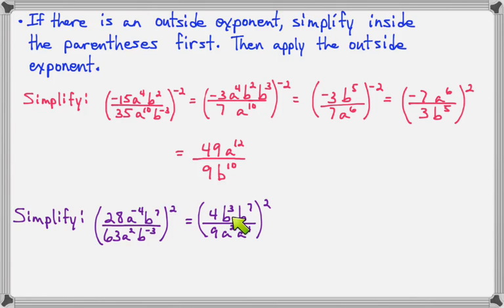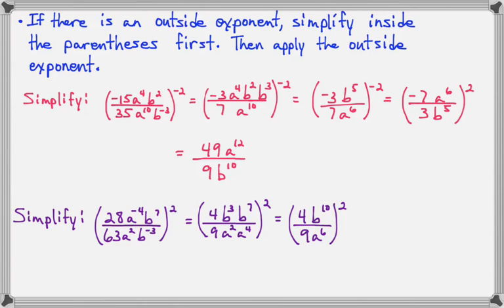Now, b to the third times b to the seventh will make b to the 10th, and a to the second times a to the fourth will make a to the 6th. And it's all still to the second power. Now, since this exponent is positive, there's no need to flip this fraction over. We only did that here because the exponent was negative and we had to make it positive. But this exponent is already positive, so we'll just do the second power to everything here.